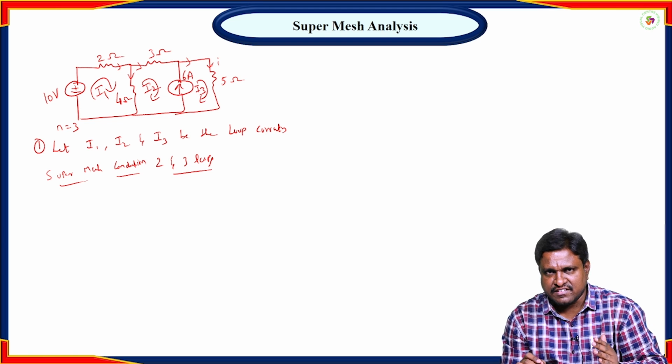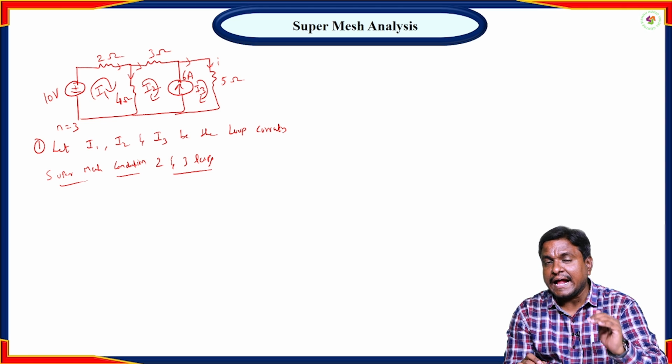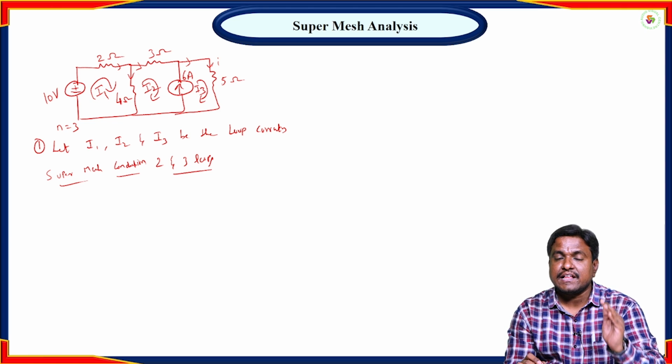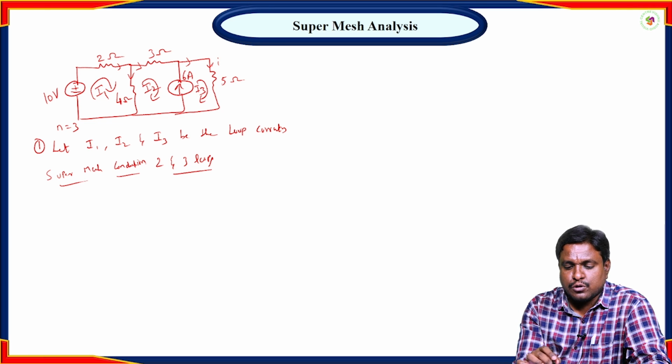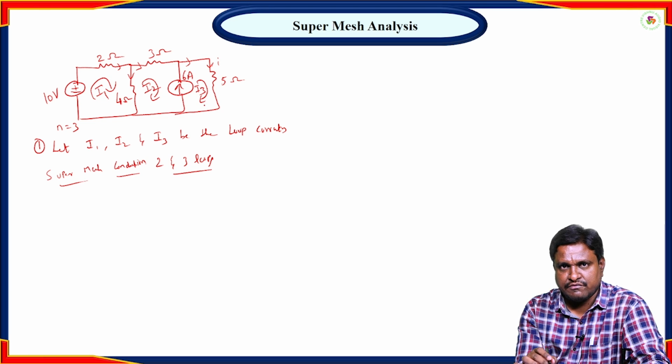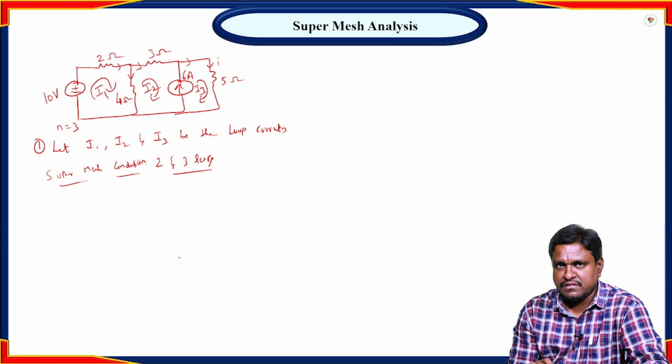So the procedure for this case is, once we indicate the loop currents, we have to identify the loops which are under super mesh. For the given problem, we can observe that loops 2 and 3 are in super mesh condition. Why? Because we have a current source between loops 2 and 3. We have indicated the loops which are under super mesh condition.